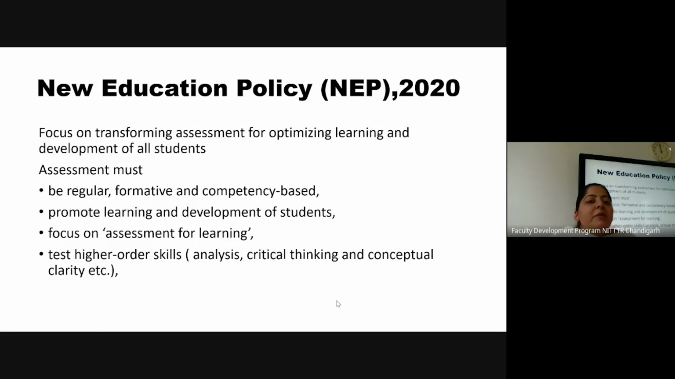When I say the major focus is on assessment practices, NEP 2020 is saying that assessment needs to be designed so that we are able to optimize the amount of learning that is happening in a classroom environment. So the purpose of assessment is not only to give grades or marks to the student. The purpose of assessment is to improve the quality of the work that is produced by that student.